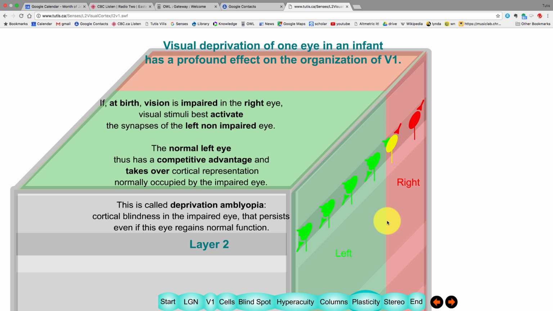And if, let's say, at the age of 3, that defect is fixed so that both eyes see equally well, that defect will remain. The child will remain cortically blind from that eye. Okay? So it's important, if there is some defect, either something in the cornea, to fix it early.